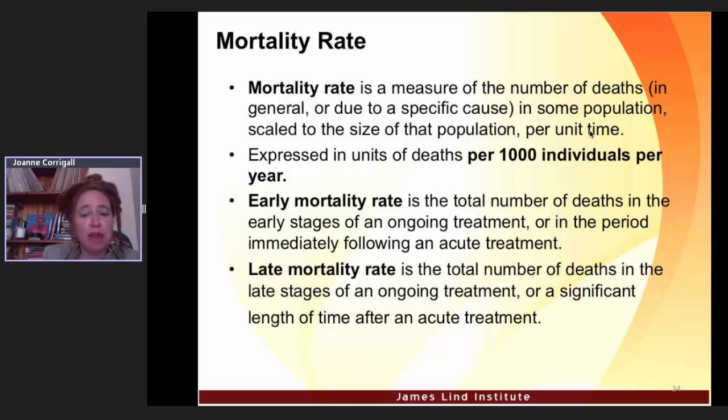We have early mortality rates, so that's the total number of deaths in the early stages of an ongoing treatment or immediately following treatment, and then the late mortality rate would be at a later stage of treatment.